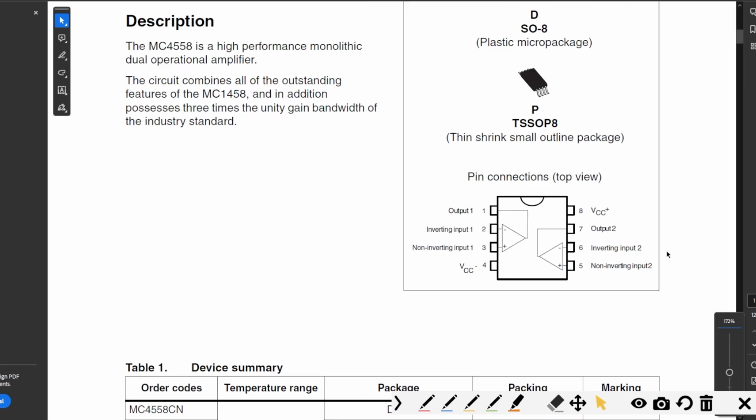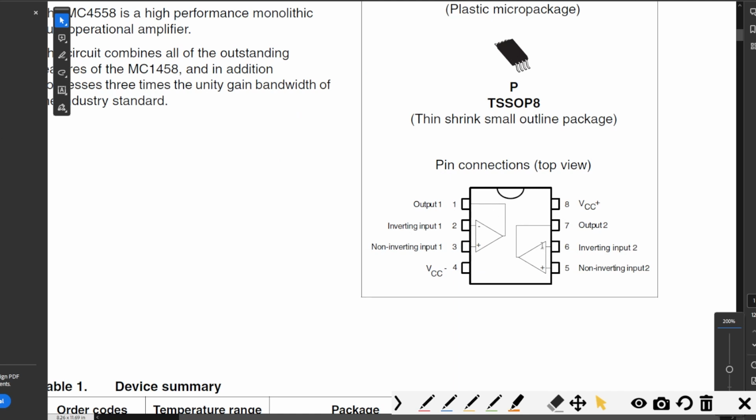See the depiction here. So that IC contains two op amps. This is the inverting input, non-inverting input, and the output. These are the A, B, C I was talking about, and this is the other one. These two op amps are used for the left channel and the right channel of the audio system.